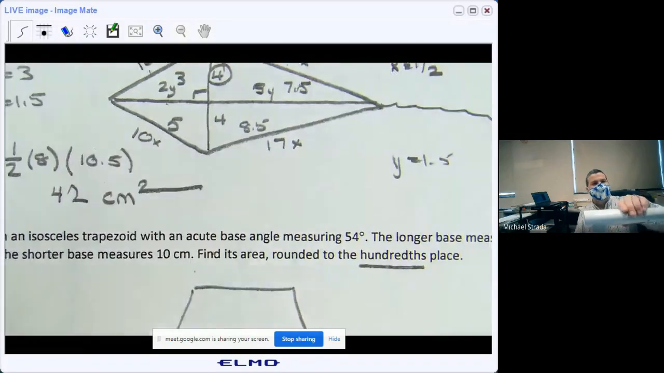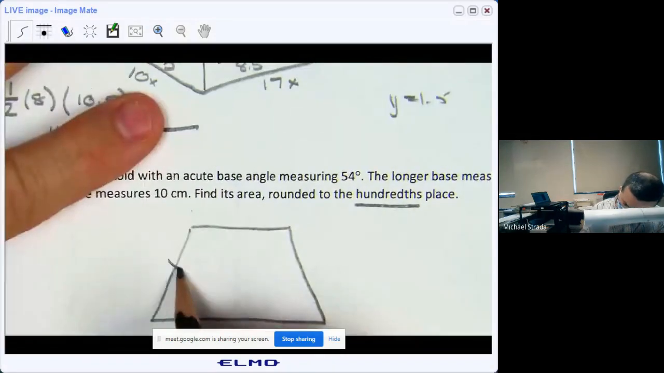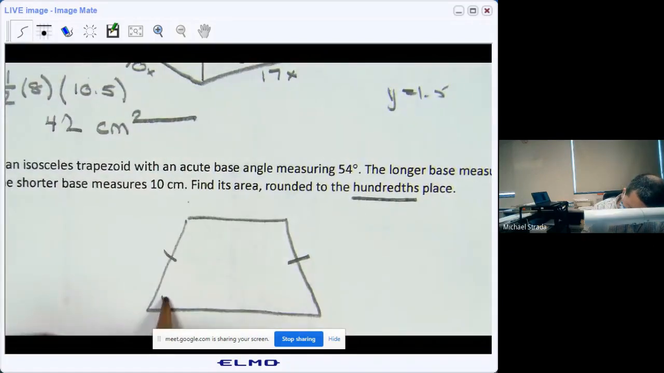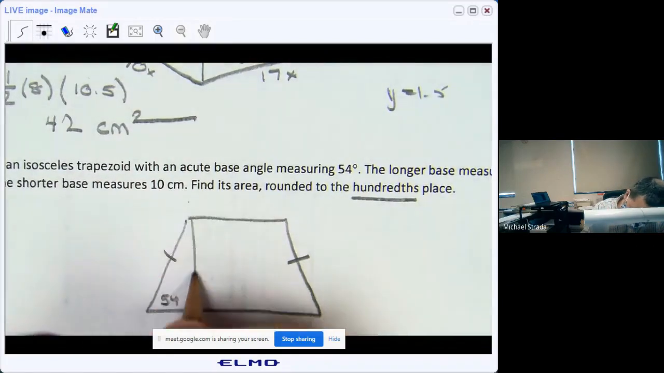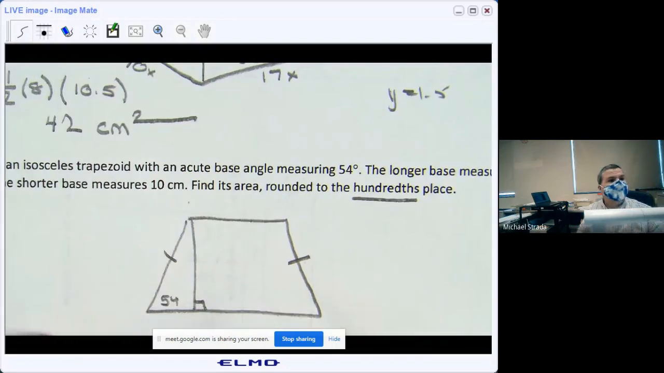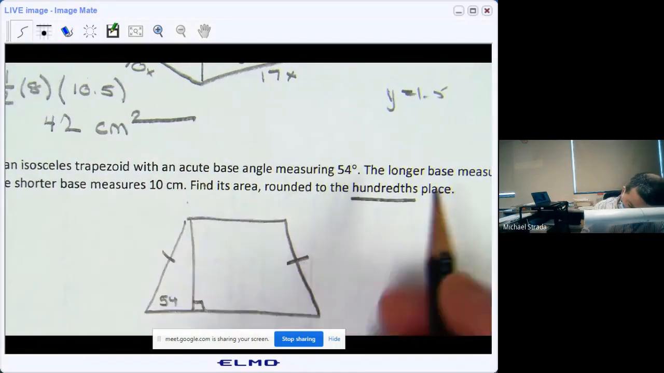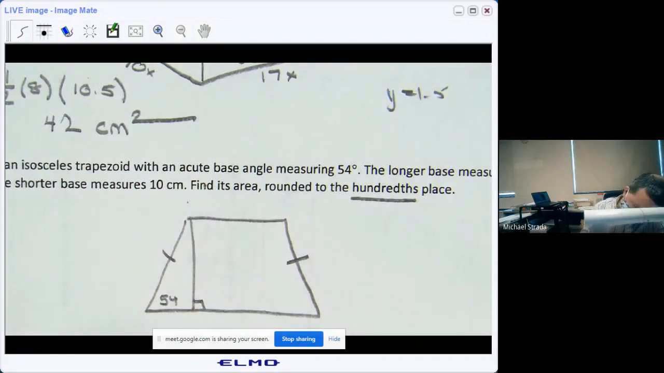All right, so I'm going to draw myself an isosceles trapezoid, or as best I can. So these two legs are congruent. This angle's 54. Boom, shakalaka. It says the top base, the longer base, measures 16 and the shorter base measures 10.